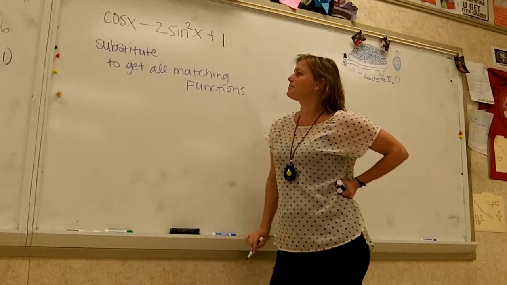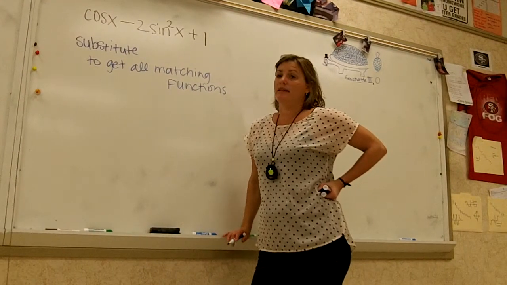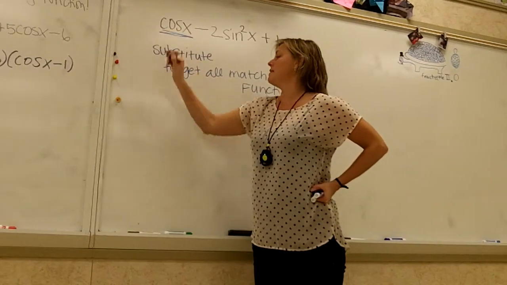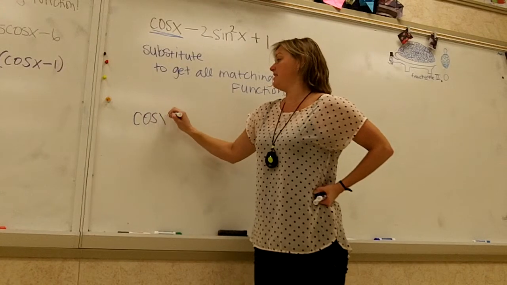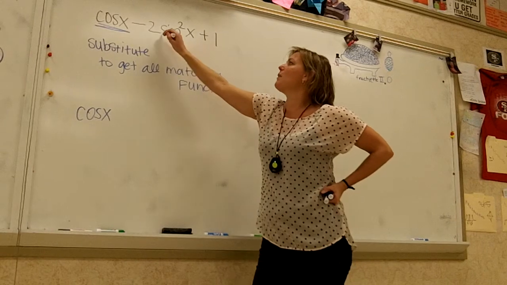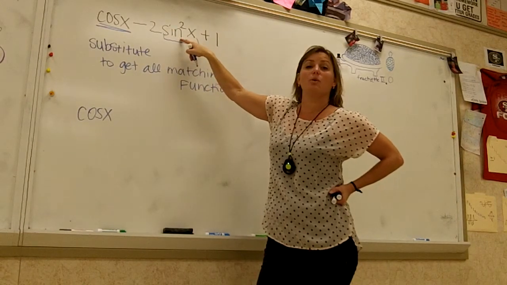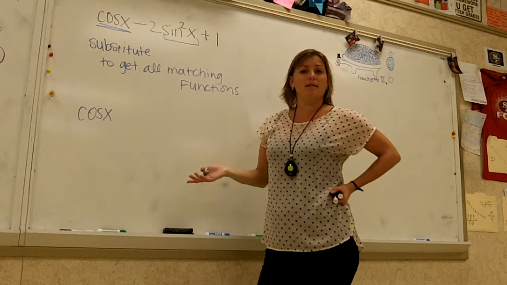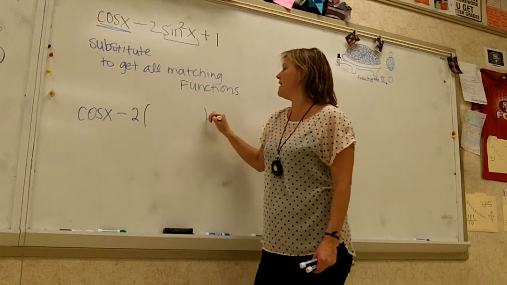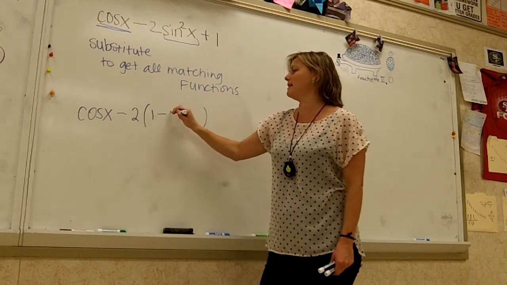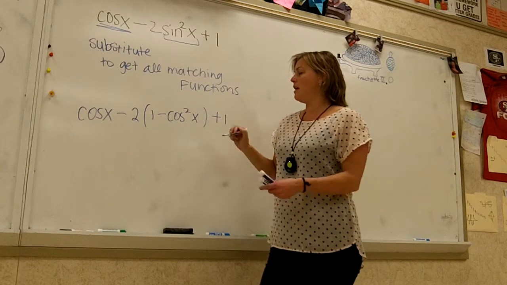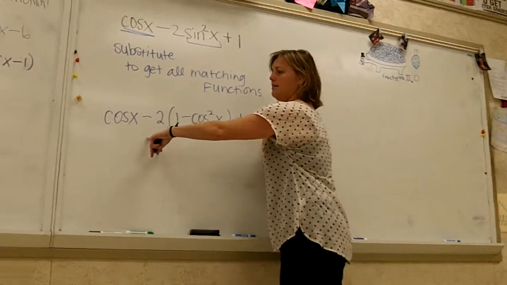Okay, so let's see. Cosine x, that's as basic as it can get. So I can't substitute anything for this. So I'm just going to rewrite that as cosine x, because that's as basic as I can go. Now here, sine squared: anytime I have something squared, I can substitute in my Pythagorean identities. So I'm going to do the same thing, minus 2, and sine squared is really the same thing as 1 minus cosine squared x, plus 1. Oh, now look at that, I have all cosine functions.